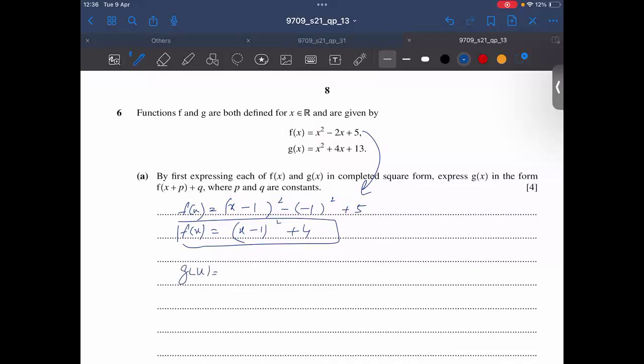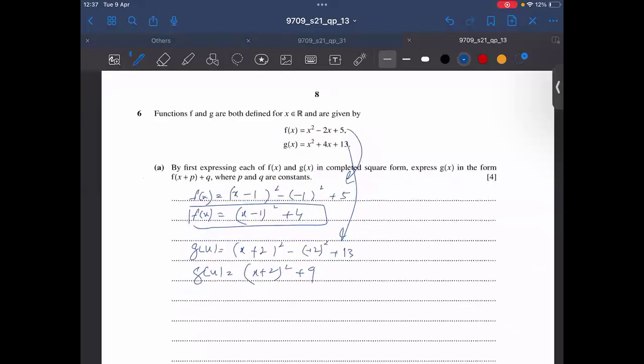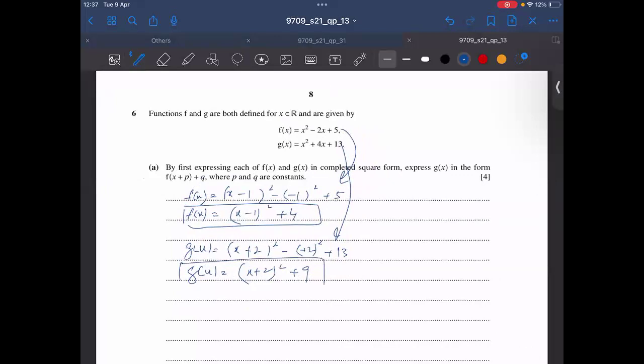G of x, I have again the coefficient of x squared is plus 1. I'm going to straight away put a pair of brackets with the square on both. I'm going to write down 13 as it is. I have plus 4, so I'm going to write down plus 2 and plus 2. G of x is equal to (x plus 2) whole squared minus 4 plus 13, which is plus 9. Is it clear or not, Iman? Yes, clear.